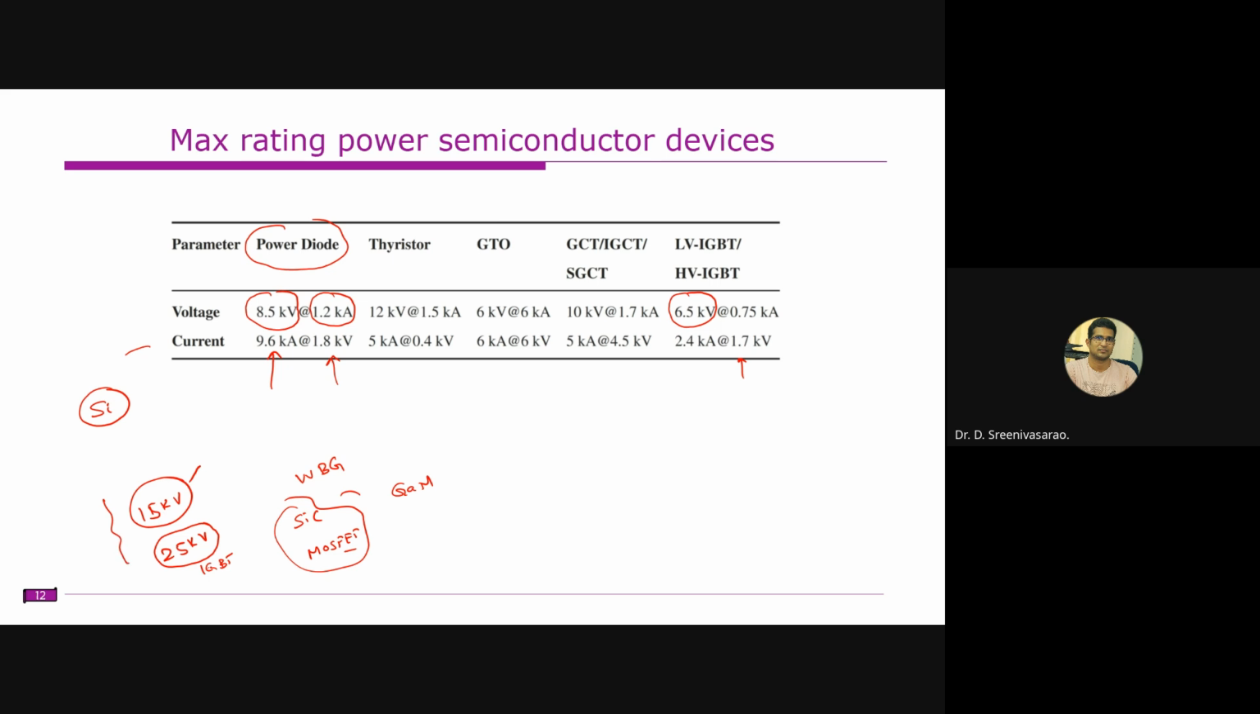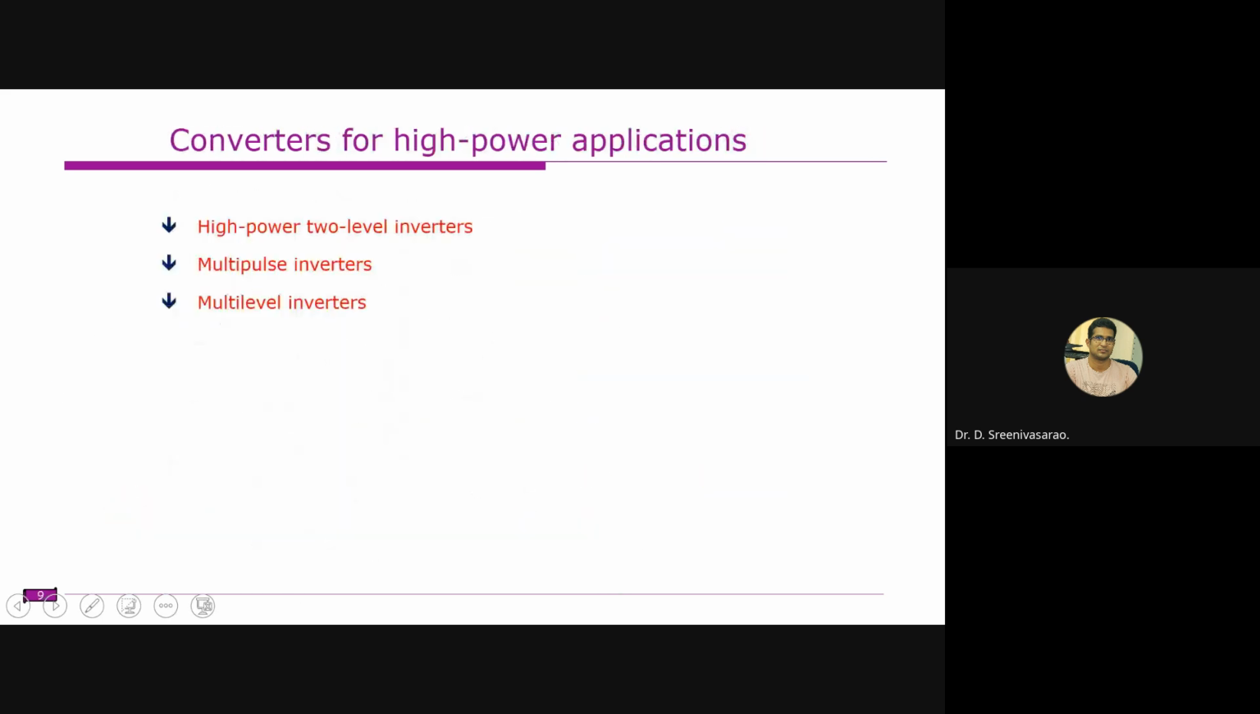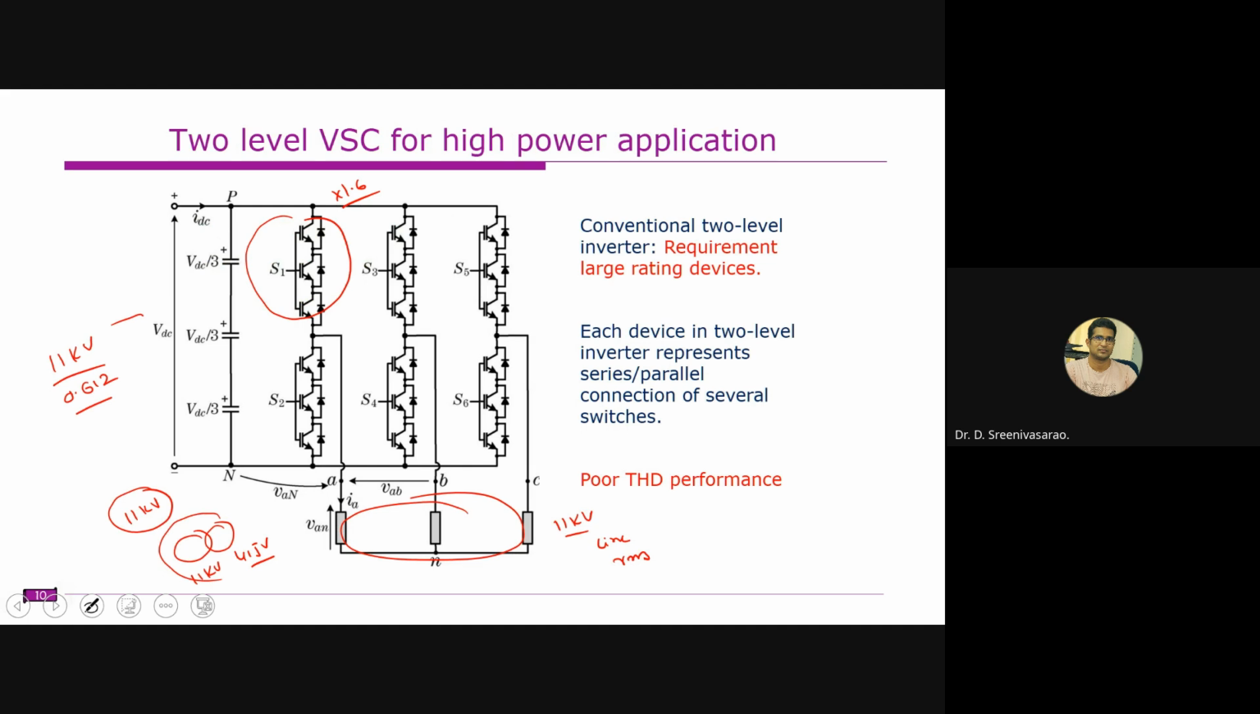Obviously, their cost will be much higher compared to the silicon based ones, because the technology is new and mass production is still supposed to happen. Right. So the point is that we have voltage and current restrictions, especially voltage restrictions. If you want to use these devices for applications, a 6.5 kilovolt device is readily available, right?